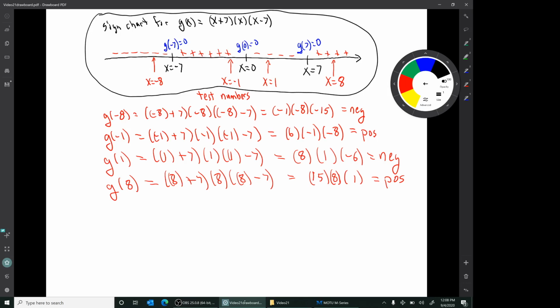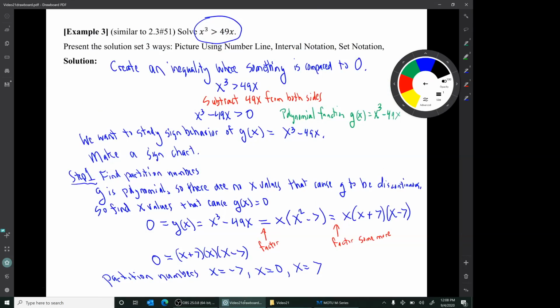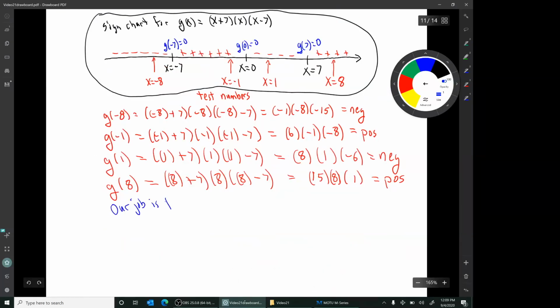Now let's remind ourselves what we're doing here. Let's go back up. So our original job was to solve this inequality, and we turned that into solving this inequality. So we want to know when g of x is greater than 0. So we will present our solution set 3 ways: a picture using a number line, interval notation, and set notation.